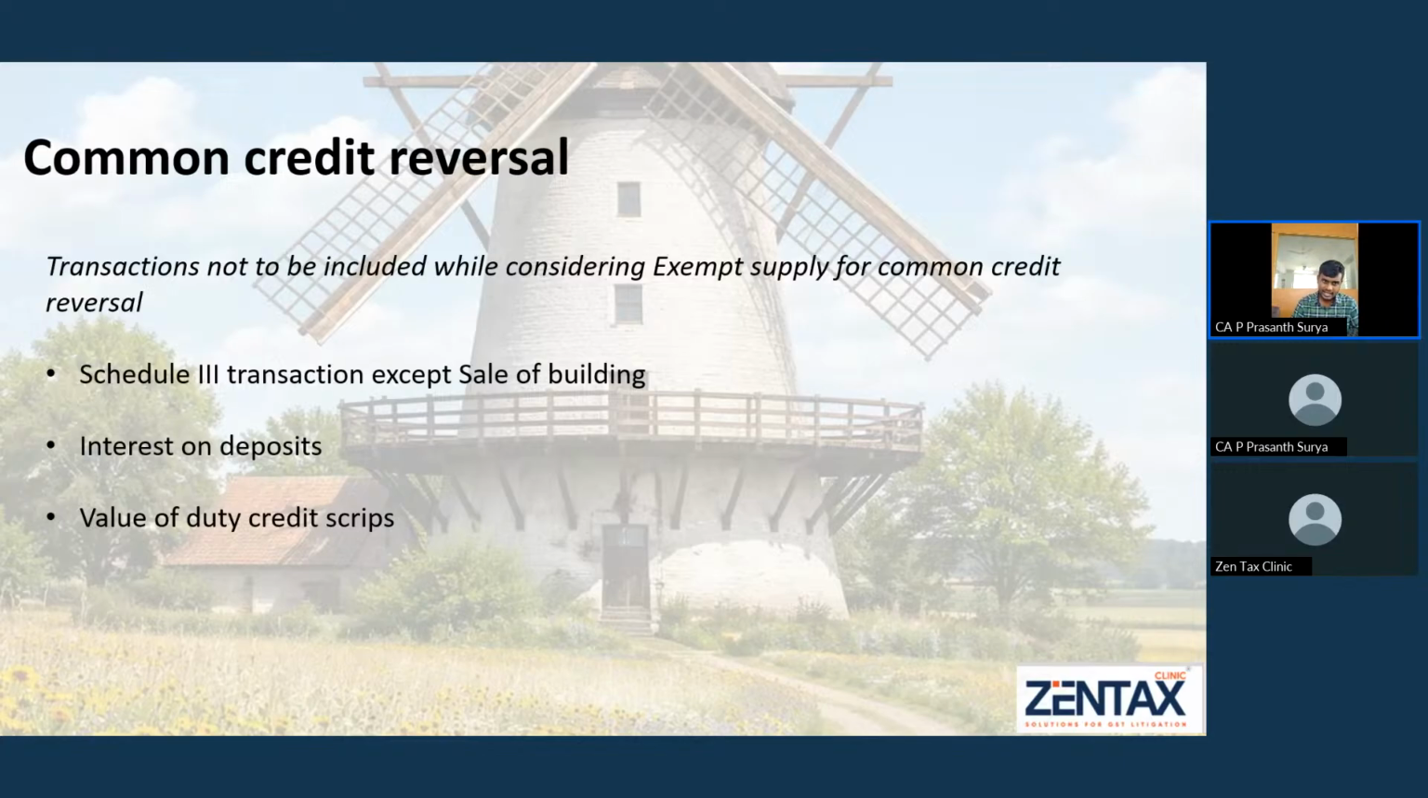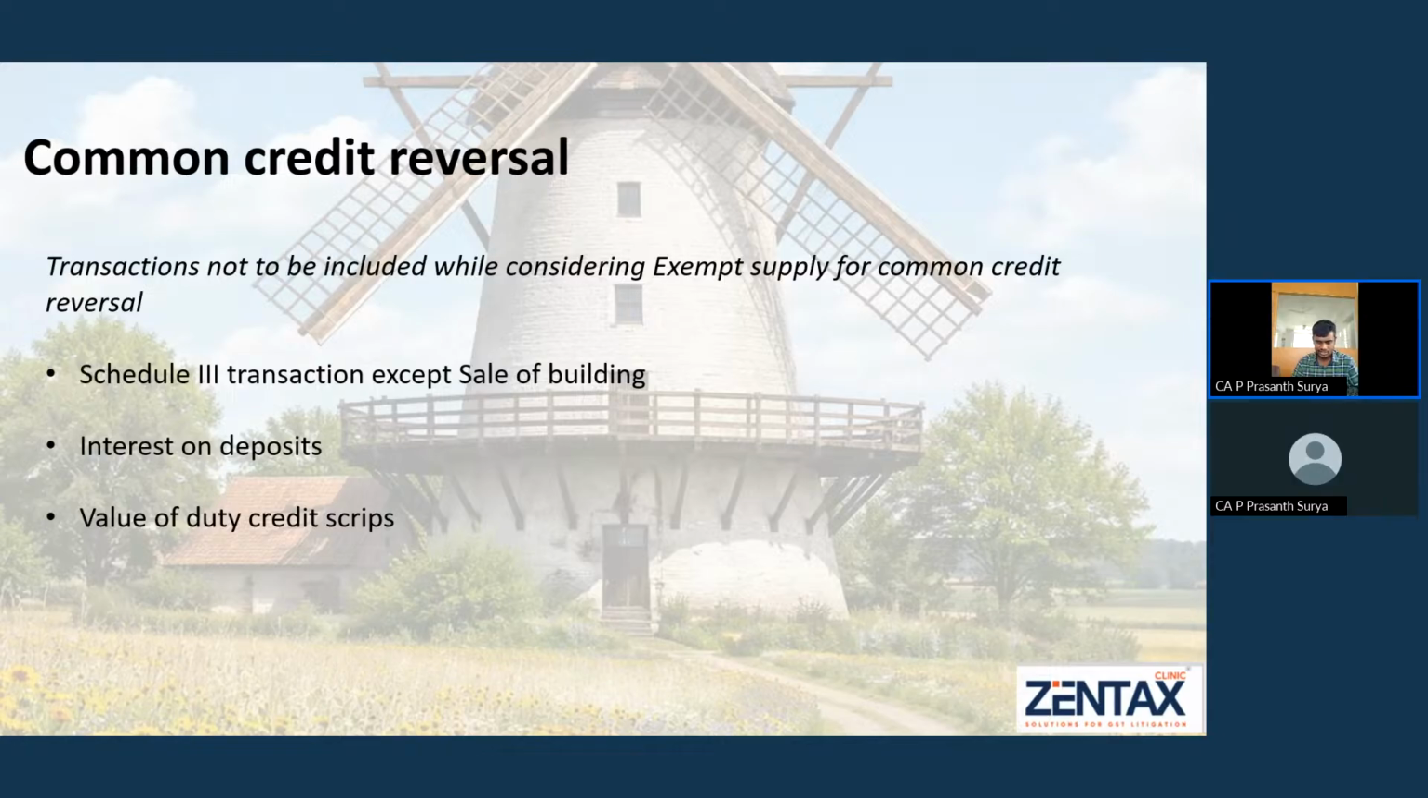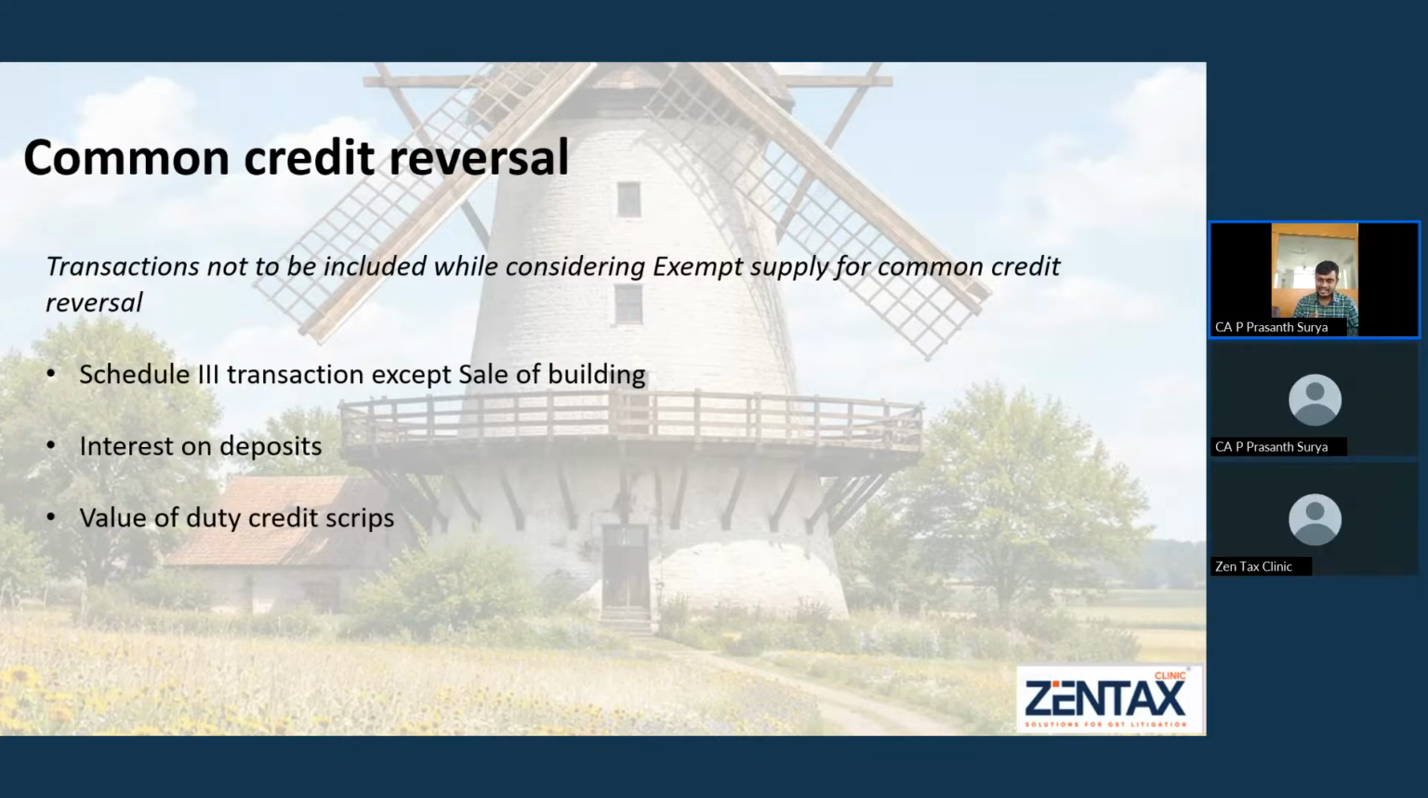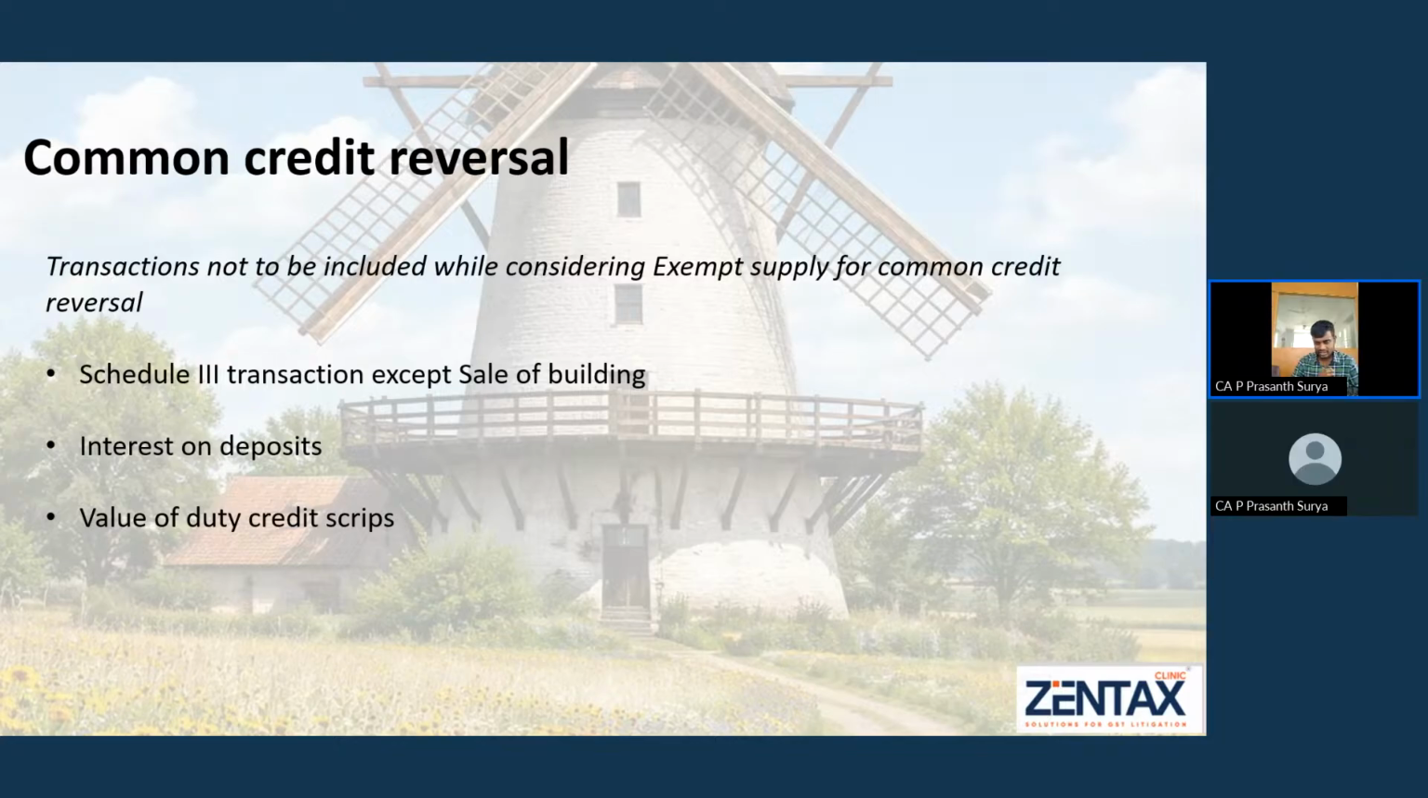First and foremost thing I am willing to tell is Schedule 3 transactions. Schedule 3 to the CGST Act is a separate schedule which talks about transactions neither treated as supply of goods nor supply of services. So it is not a supply itself in the first place. That is what Schedule 3 talks about. There are 8 paras with respect to Schedule 3.